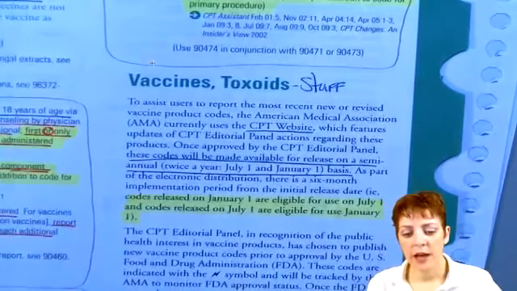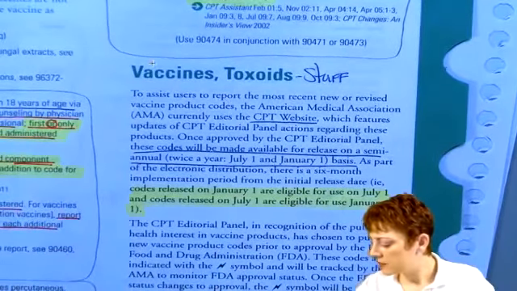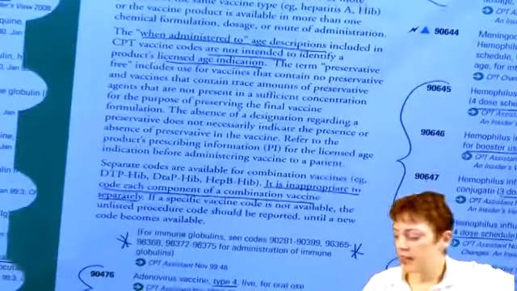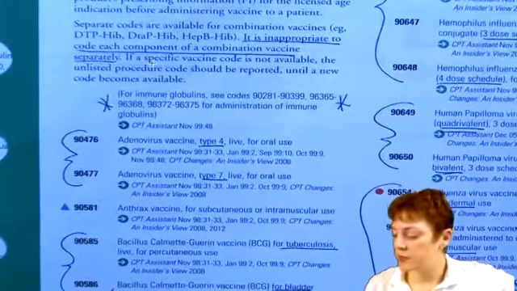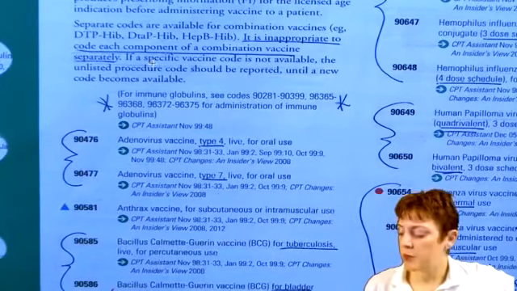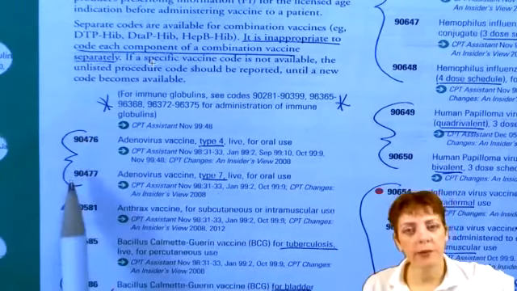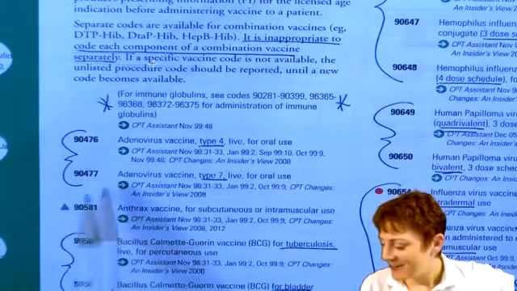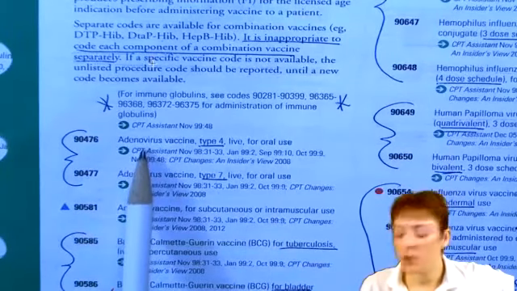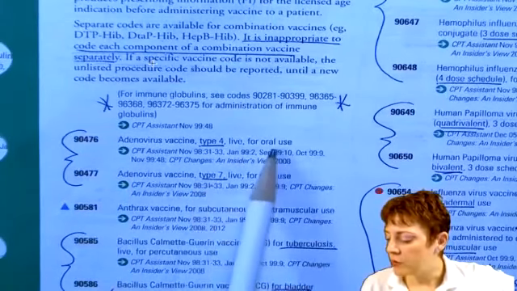Okay, so we've got these here. What I like to do with these is I kind of bracket when they have the same name, so 90476 and 90477. It's not a true bubble when you learn how to do bubbling and highlighting, because we only bubble indented codes. I should have called it bubbling, highlighting, and bracketing. But these are both the adenovirus. Then you want to look at the difference. This is a type 4, this is type 7, and oral use, etc.